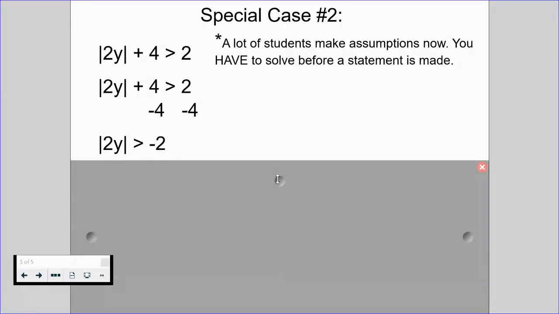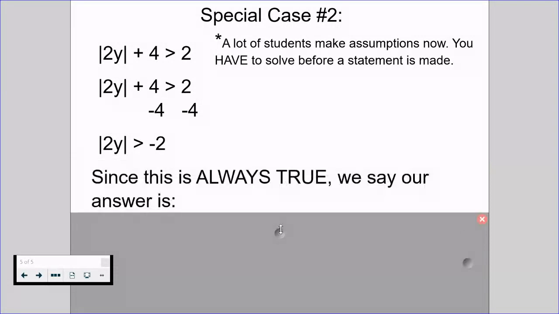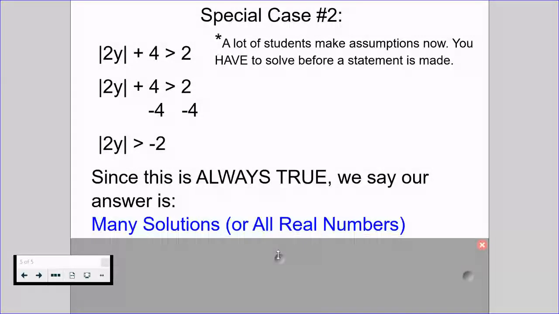So really what this is saying is that a positive outcome, which is always a positive outcome for our absolute value, is greater than a negative number. Well, it doesn't matter what value of y we plug in. We will always have a positive number being greater than a negative number. This is always going to be true. So we're going to say our answer is many solutions.